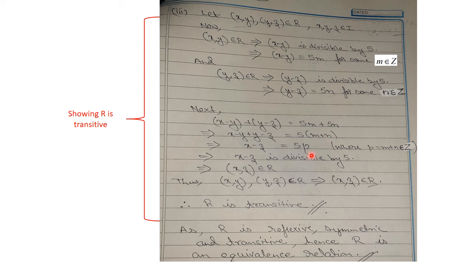In place of m plus n I put p. So we see that x minus z is a multiple of 5, therefore x minus z is divisible by 5. So as x minus z is divisible by 5, therefore x is related to z. So we can write (x, z) belongs to R. Thus we were able to show that if you have (x, y) and (y, z) in R, that would imply that (x, z) belongs to R. Thus R is transitive. So as R is reflexive, symmetric, and transitive, hence R is an equivalence relation.